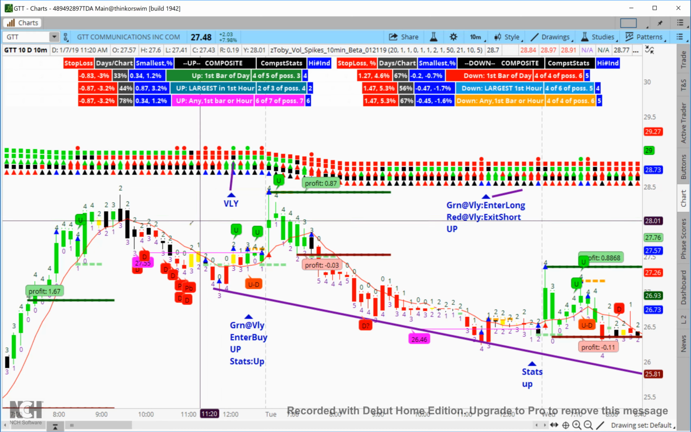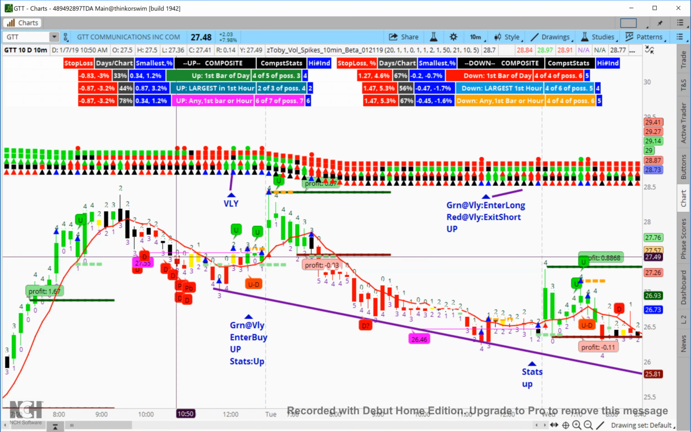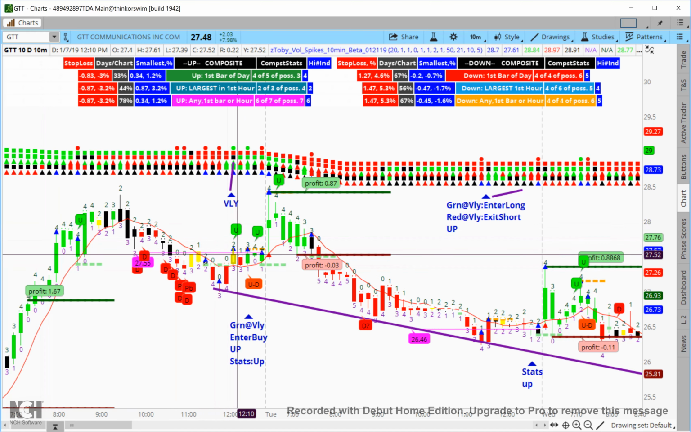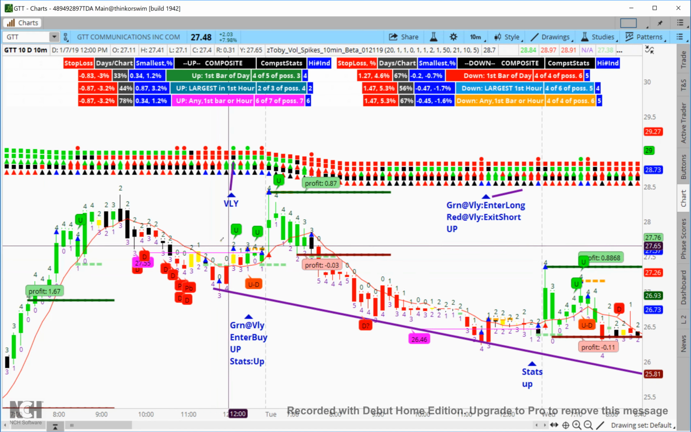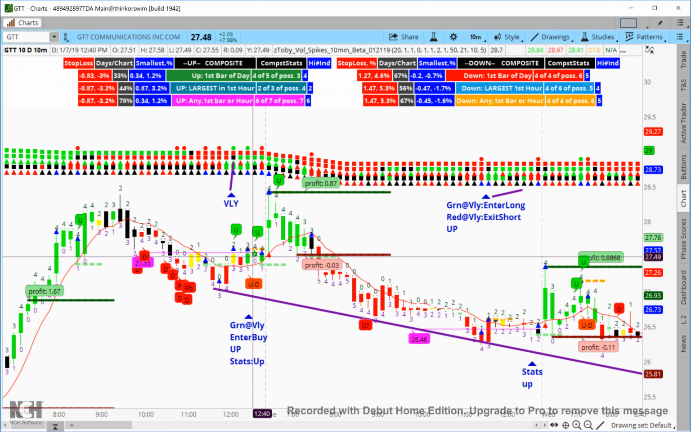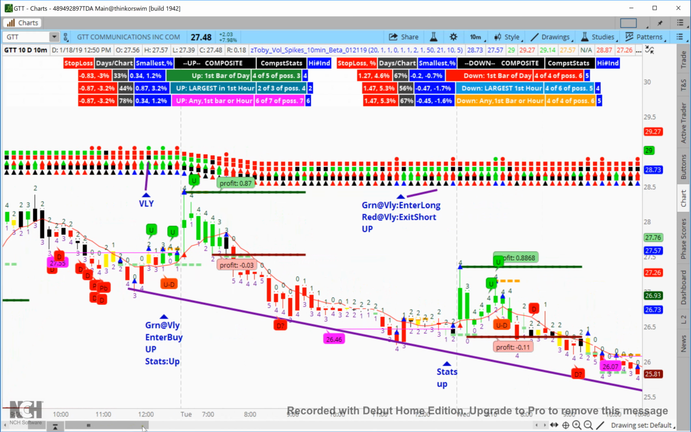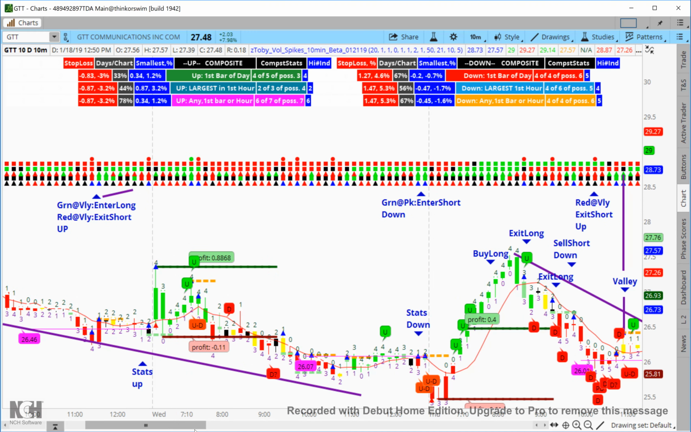All these reds are saying that people are exiting shorts or exiting longs. So we really don't care a whole lot about those. There should be a green, this right here, and we're in a valley. Green means without doubt that the price is going to go up. And so the next day, sure enough, the price goes up 87 cents, which is about 3% because it's a $27 stock. That's a good deal.